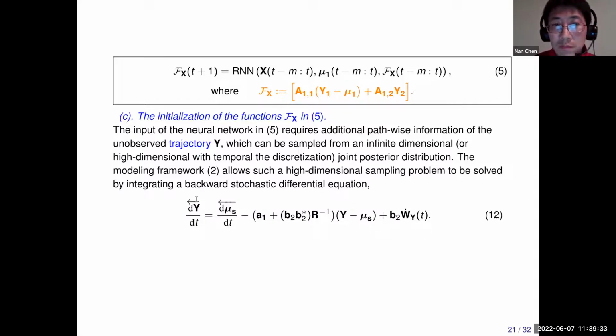So just to complete this concept, data assimilation usually refers to filtering, which is only a forward procedure. But if we have the information in the future and want to get the state estimation in the past, we can do a backward pass, which is called smoothing. And here we use this smoothing and we add some noise. We can get a time series of a sampled trajectory of y. And this sampled trajectory will be used for the initialization of this fx.